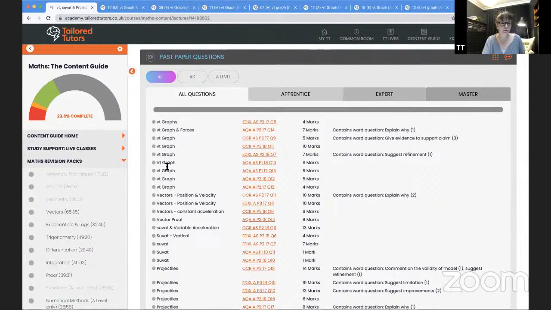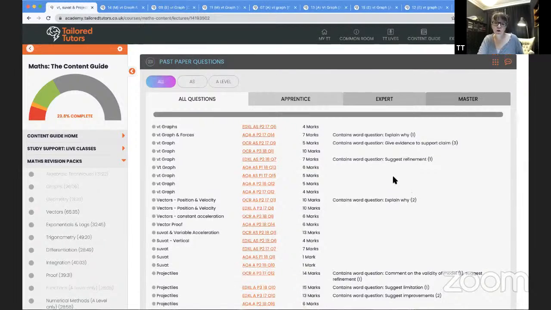All I've done is look at the VT graph ones and then open all of these tabs. Now, if you've done these questions before, it will show up what your traffic light was. So you might start by going, oh, there's a red one that I obviously couldn't get before, so I'll start that. Yes, got it, but then better organized here.